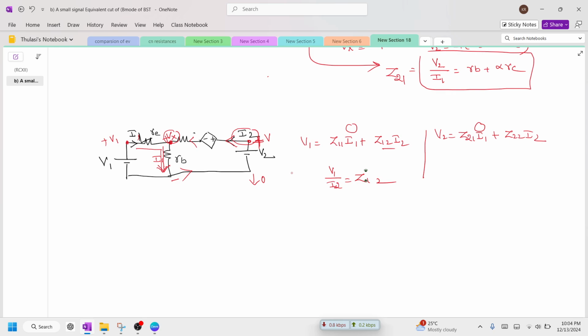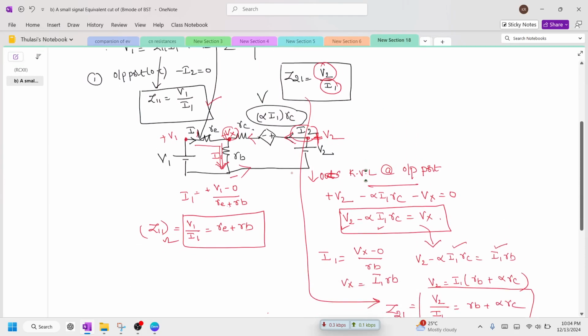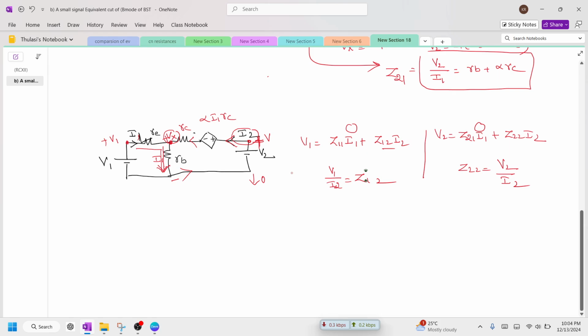And next, what we are going to find out is Z22, which is equal to V2 by I2. We are making I1 as 0. So the value of this is alpha I1 RC, which is nothing but the RC value. Now we are making I1 as 0. When you make I1 as 0, the network is redrawn like this. So here I1 is 0.